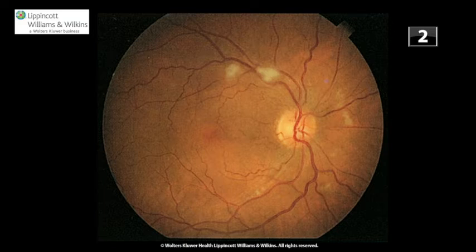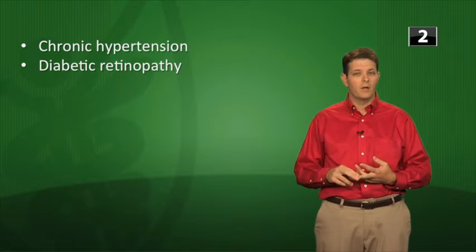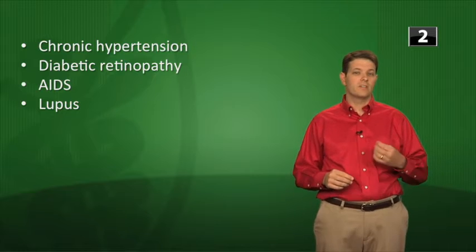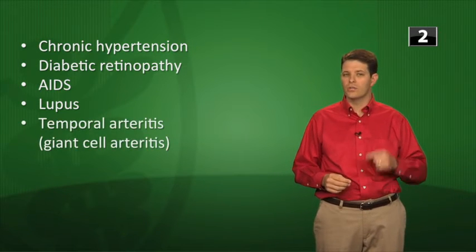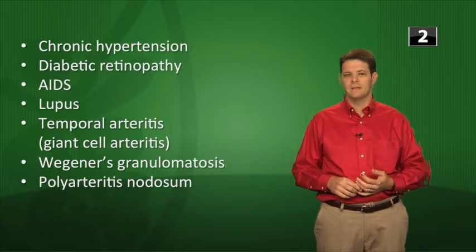Next, what disorders can cause cotton wool spots on the retina? First of all, what are cotton wool spots? Well, they're pale areas on the retina of various sizes, and they look like little wisps of cotton or loose wool. They're basically infarcts of the nerve fiber layer of the retina. Now, lots of different things can cause these cotton wool spots, but by far the most common causes are chronic hypertension and diabetes, diabetic retinopathy. They can also be seen in AIDS and in lupus, and rarely in vasculitis, specifically temporal arteritis or giant cell arteritis, also Wegener's granulomatosis, and polyarteritis nodosa.